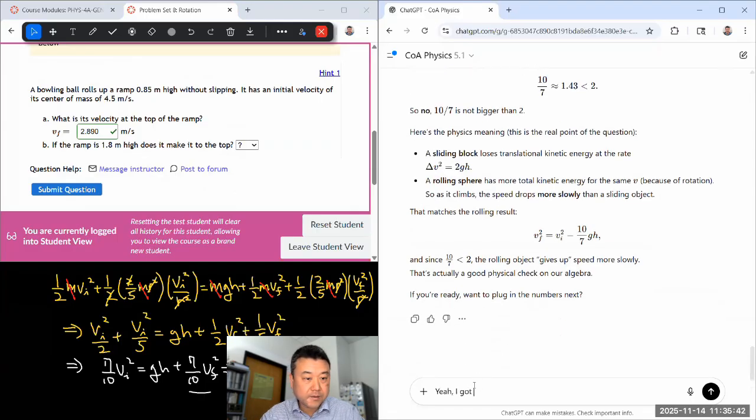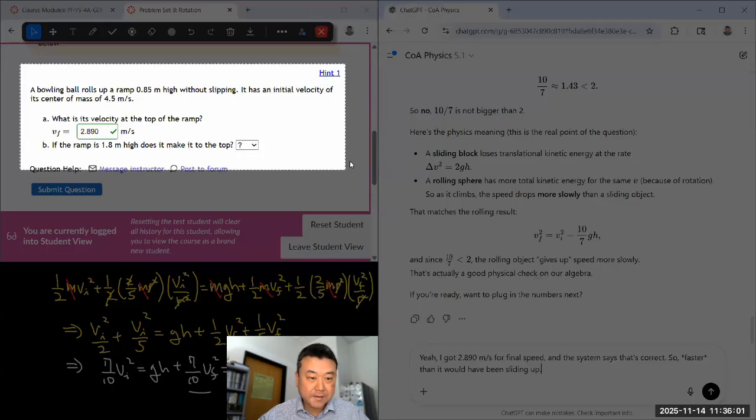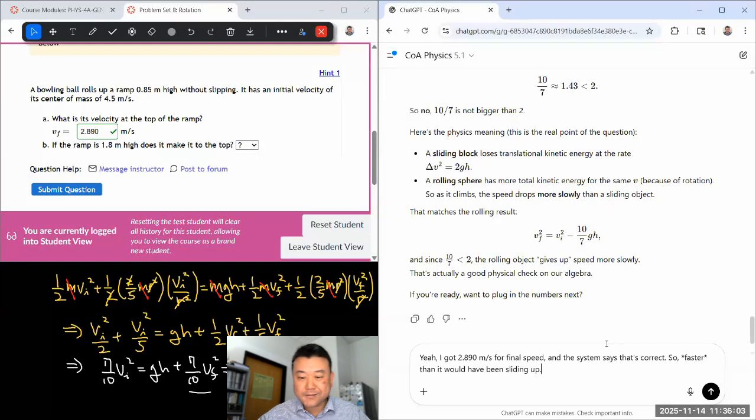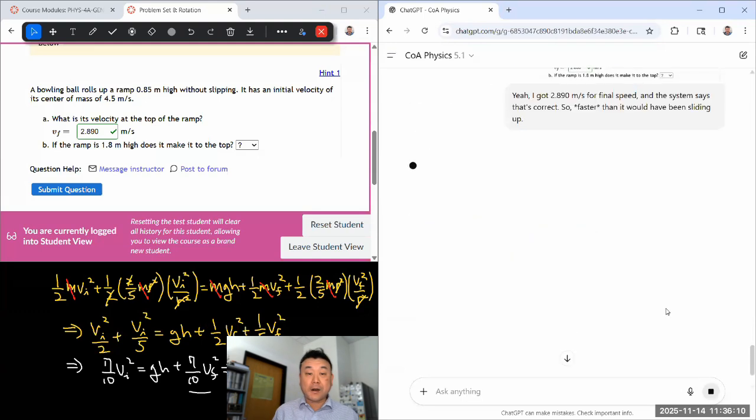Yeah, I got 2.890 meters per second for the final speed, and the system says that's correct. So faster than it would have been sliding up. I'm glad to see that my intuitive answer was correct, and I did that at the beginning to keep in practice. Because intuition is a really powerful tool when you have it.